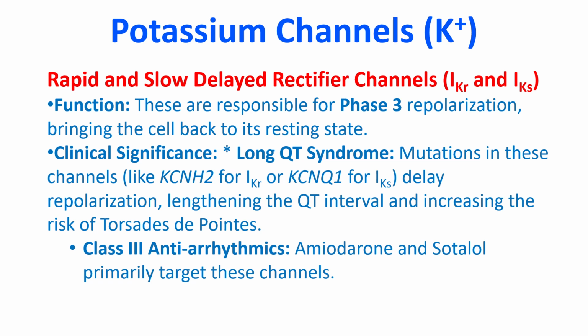Long QT syndrome: mutations in these channels, like KCNH2 for IKr or KCNQ1 for IKs, delay repolarization, lengthening the QT interval and increasing the risk of torsades de pointes. Class 3 antiarrhythmics like amiodarone and sotalol primarily target these channels.